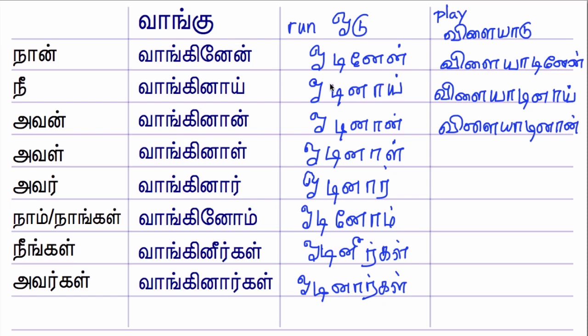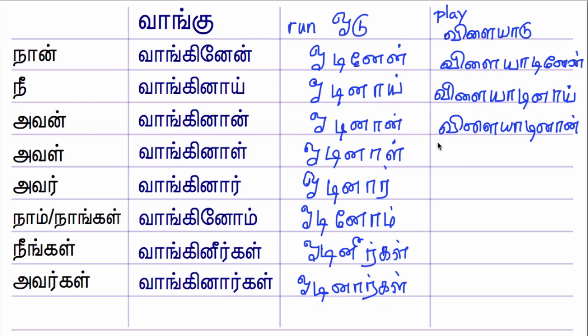So we can quickly see here, vangu became vanginen, odu became odinen, vilaiyaadu became vilaiyaadinen. It's a very simple pattern. The u at the end changes to i for all three of these verbs, and then you add nen for nan. Similarly, vanginai, odinai, vilaiyaadinai. Vanginan, odinan, vilaiyaadinan.